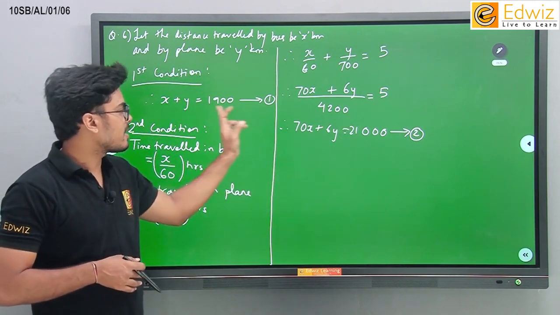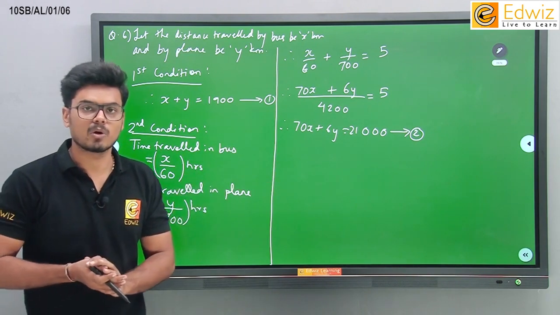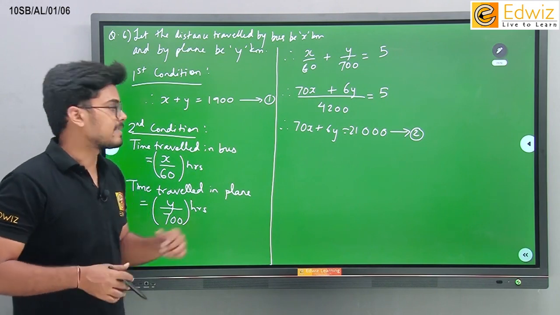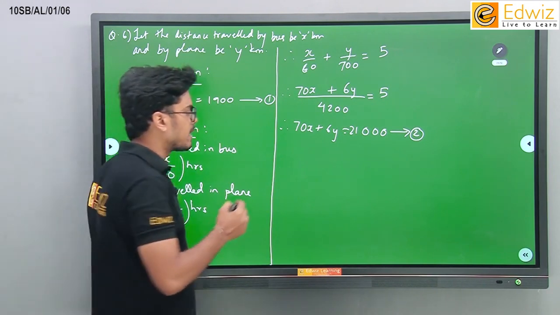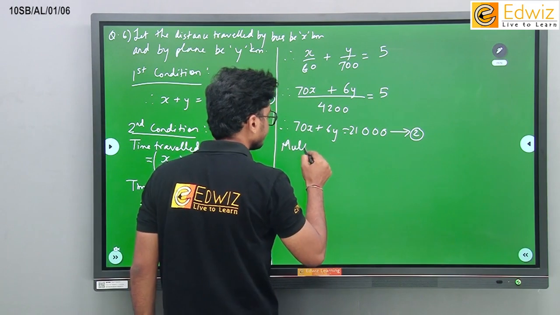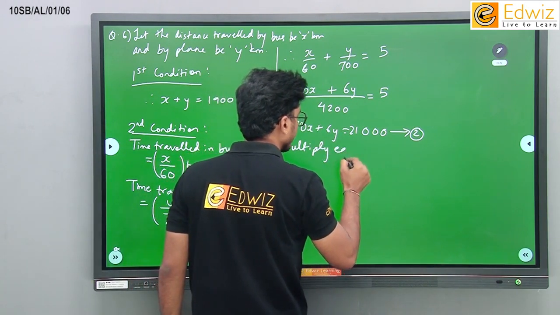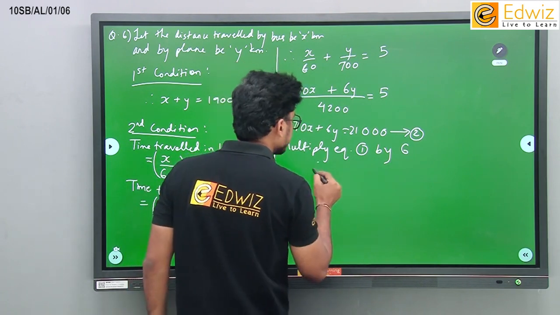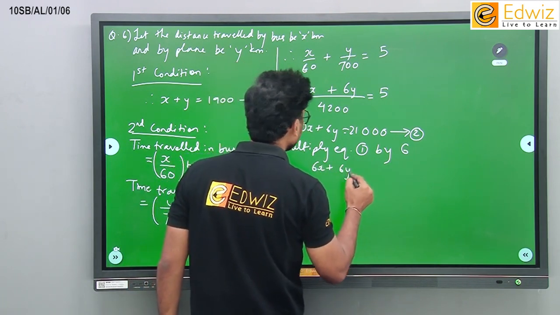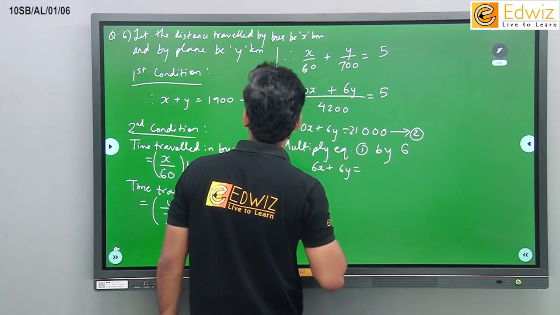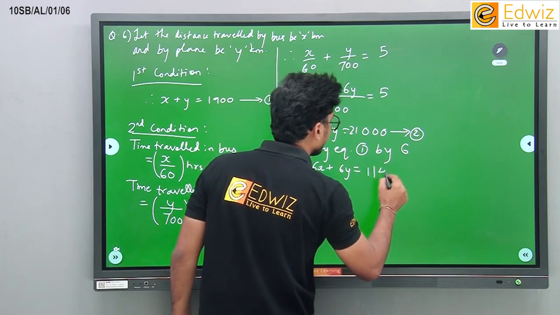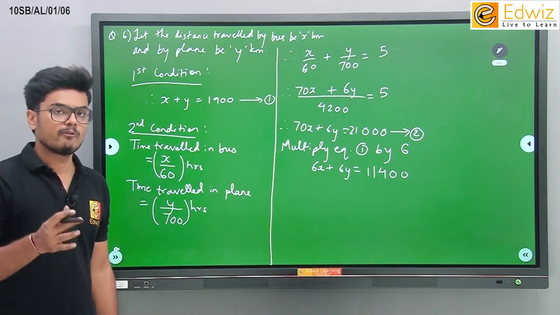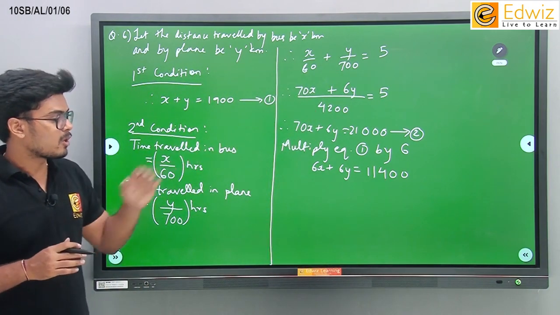नाउ यहां पर y का कोएफिशिएंट सेम करना ज्यादा सिंपल होगा हमारे लिए. दैट्स व्हाई व्हाट वी विल डू इज मल्टीप्लाई फर्स्ट इक्वेशन बाय 6. तो ये 6y हो जाएगा, राइट? मल्टीप्लाइंग फर्स्ट इक्वेशन बाय 6. So the equation will become 6x plus 6y equal to 1900 into 6, 11,400. Correct? 19 into 6 is 114. So we'll solve these two equations.